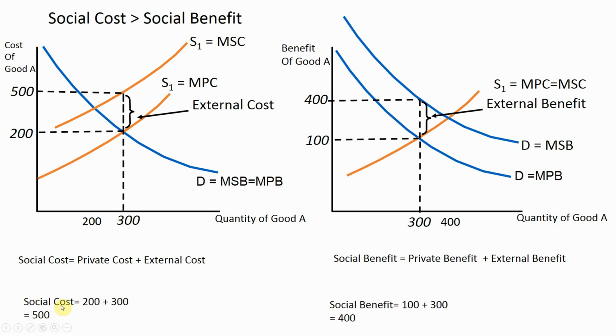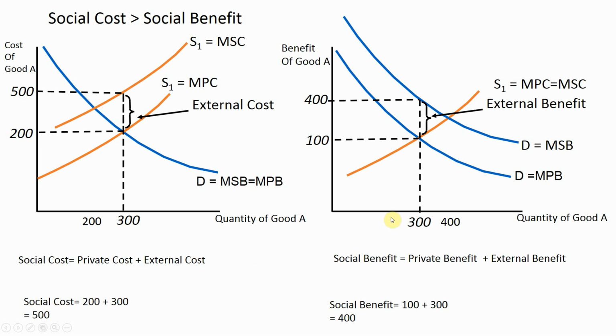So the social cost is equal to the private cost. Again, the private cost in this example is 200 here, 200 goes here. Private cost is 200. External cost is this height here. So that's 500 minus 200. And then this is 200 plus 300.